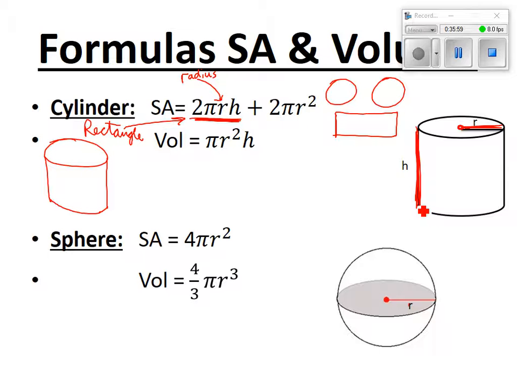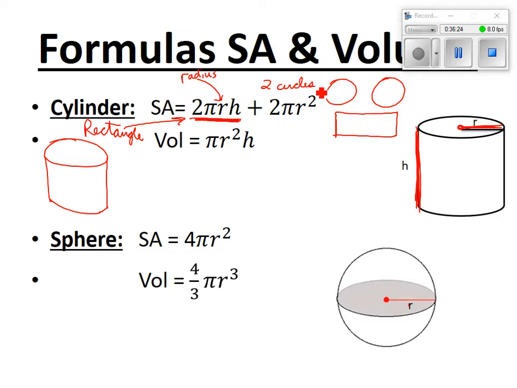That's the rectangle part. So we've got the two circles. This is our rectangle. That first part of that formula is this part, all the rectangle part there. This is the what part? Two circles. That's the two circles.